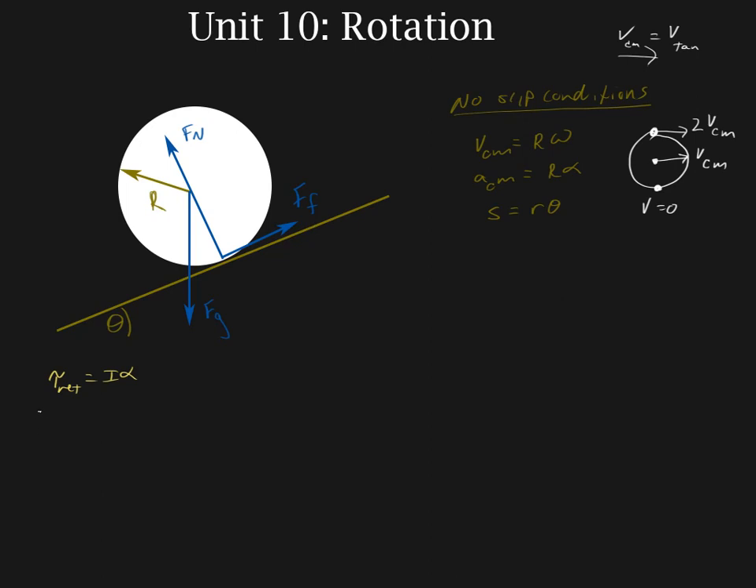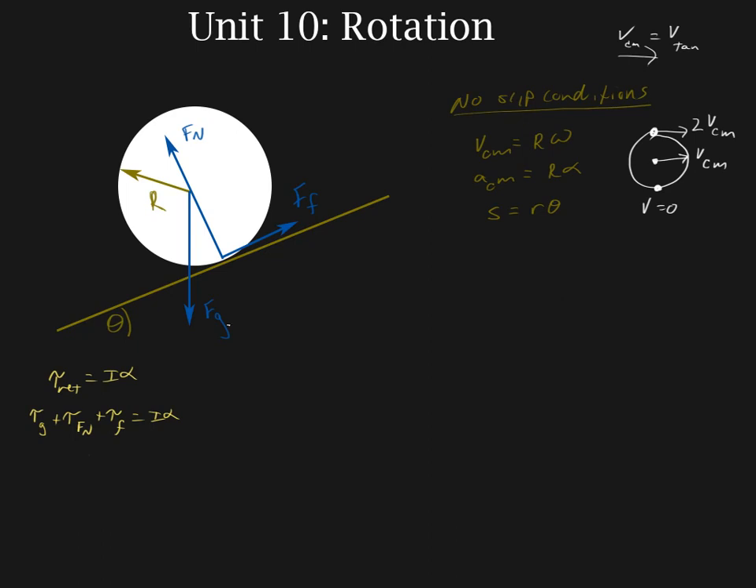So we'll just write it out. We have the torque due to gravity plus the torque due to the normal force plus the torque due to friction is equal to I alpha. Let's see if we can eliminate any of these forces, because that's going to be an awful lot of writing.